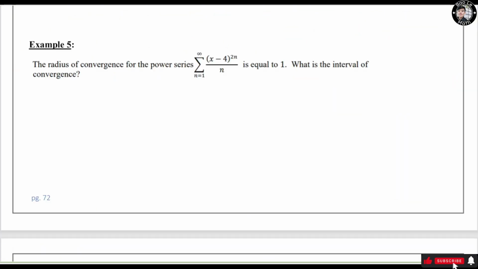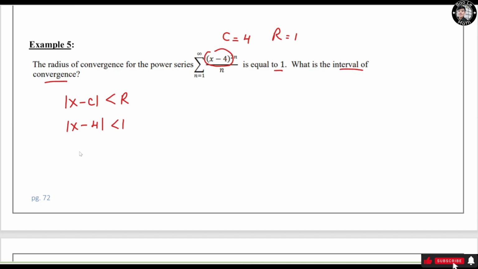Now let's move on to example number 5. The radius of convergence for the power series is equal to 1. What is the interval of convergence? Alright, so we know that the center c equals 4, right here. The radius is 1. So you have the formula: the absolute value of s minus c is less than the radius. So we're going to substitute values: the absolute value of s minus 4 is less than 1.